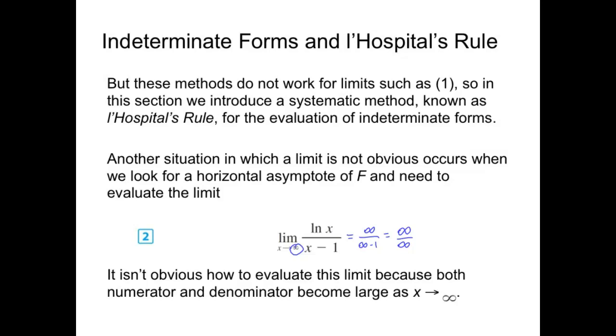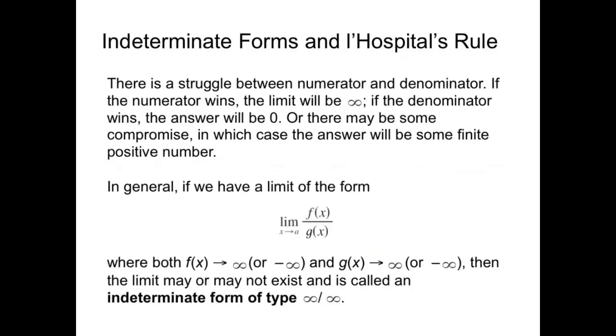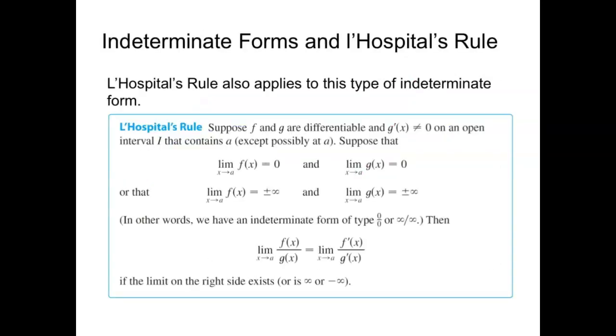So L'Hopital's rule is something that allows us to evaluate indeterminate forms. And here, I'm going to give it to you. This is L'Hopital's rule. The real important part is if you have an indeterminate form of either of these types, then L'Hopital's rule says that the limit as x approaches a of f of x over g of x is equal to the limit as x approaches a of f prime over g prime.